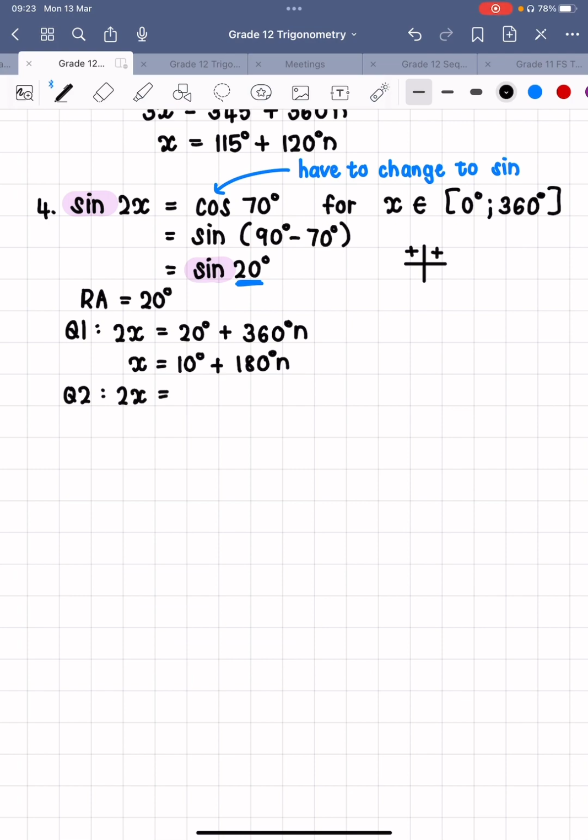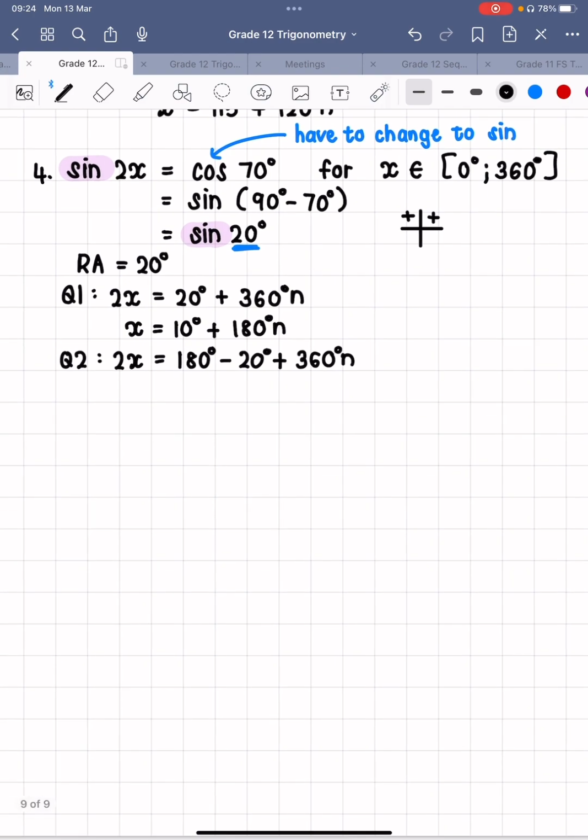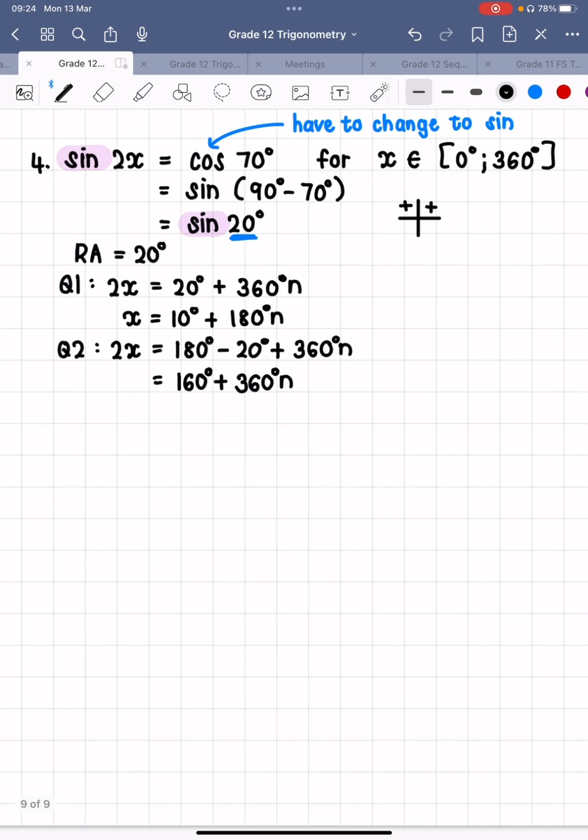Quadrant 2, 2x is equal to 180 minus the reference angle. Remember, that's what we always do for quadrant 2, plus 360n. Before I divide by 2, I'm just quickly going to simplify this. 180 minus 20 is 160, right? And now we're going to divide by 2. So x is equal to 80 degrees plus 180n. Okay, now that is the general solution, guys. That is what we've done up until now.